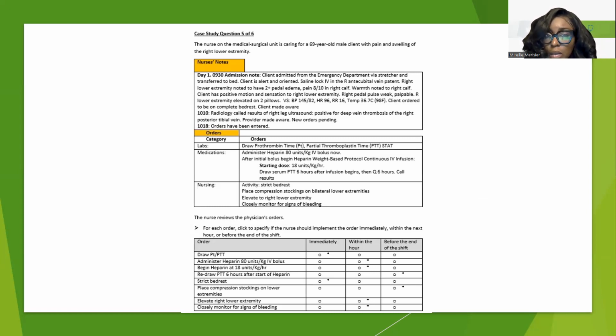Your medications. Okay, you're going to administer heparin 80 units per kilogram IV, and then you're going to begin the infusion. You're going to give the bolus, and then you're going to start the infusion. You're going to elevate the right lower extremity, and you're going to monitor for signs of bleeding because you did what? You started a heparin infusion. Anytime you have any anticoagulation therapy, we monitor for signs and symptoms of bleeding because that's an adverse effect. Okay. And before the end of the shift, you're going to redraw the PTT within the 6 hours, and you're going to place the compression stockings on the right lower extremity.